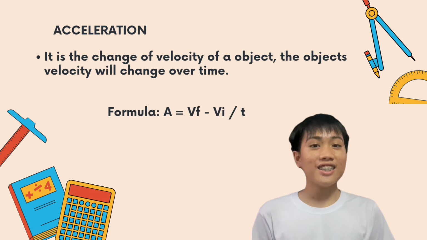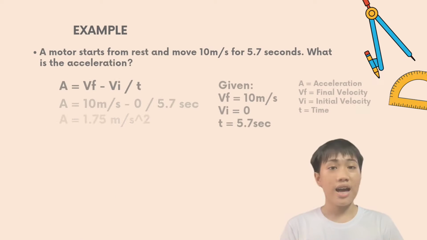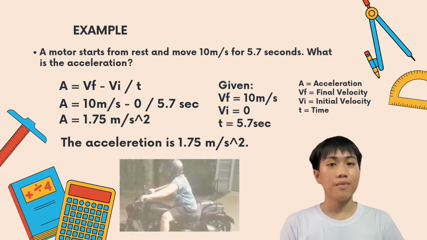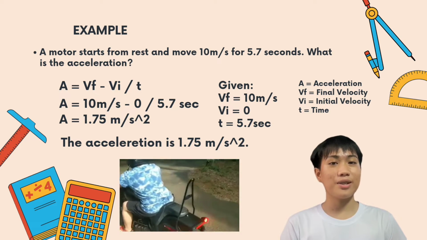Acceleration. It is the change of velocity of an object. The object's velocity will change over time. An example of acceleration is a motor that starts from rest and moves 10 meters per second for 5.7 seconds.